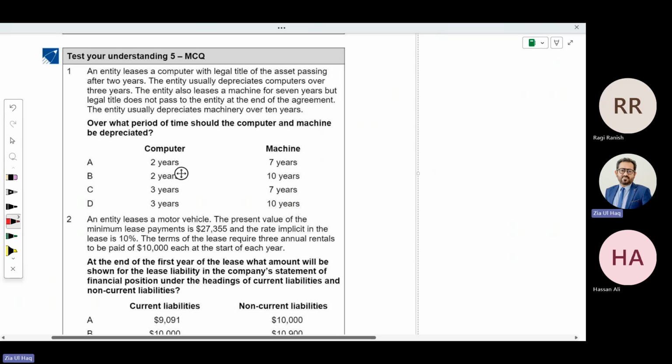Title transfer, based on useful life. What is the useful life of the title-transferred asset? That is the computer, that is 3 years. And title not transferred, the shorter time period. So that is the 7 years. Option C. We have covered each and every line relating to the concept, and those lines are applied.